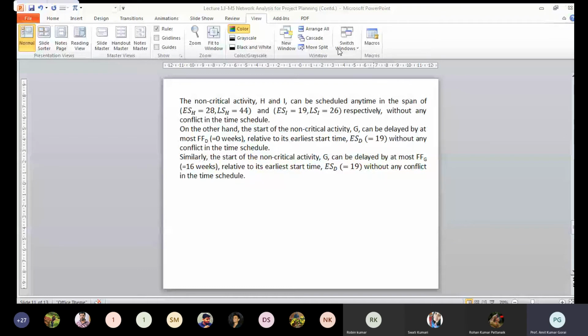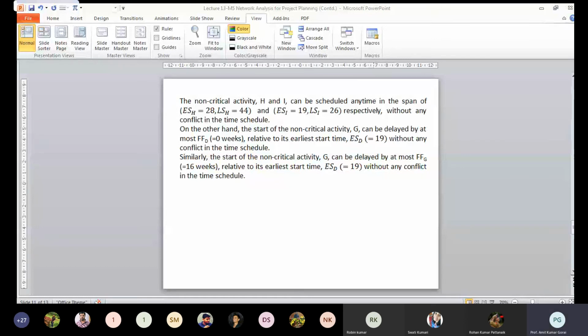So this is what is written here. That means without conflicting with the project completion time, or the normal scheduled completion, wherever there are non-critical tasks, you have some flexibility to delay them, and you have to properly plan and schedule the project so that timely completion is done with minimum cost and minimum resources. That is the objective of this network analysis.